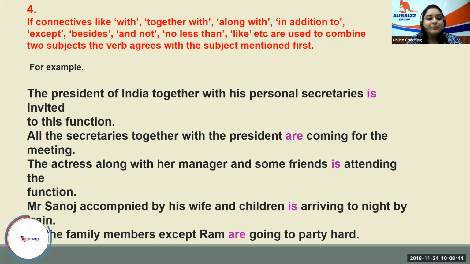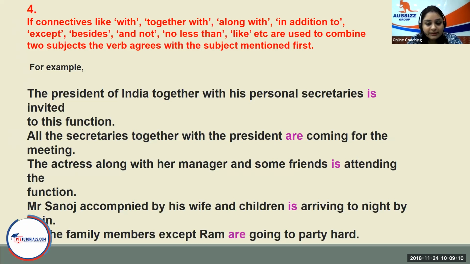These words, for example, if I'm saying Ram and Sham, so if I want to replace that and, I can use Ram as well as Sham, Ram together with Sham, Ram along with Sham, Ram in addition to Sham. So these are the words. If you're using them with the two subjects, the verb agrees with the subject mentioned first.